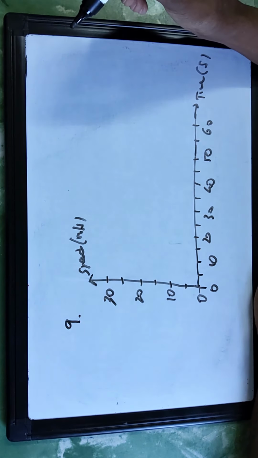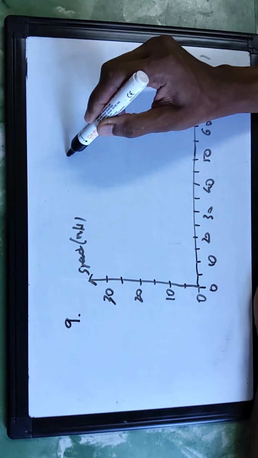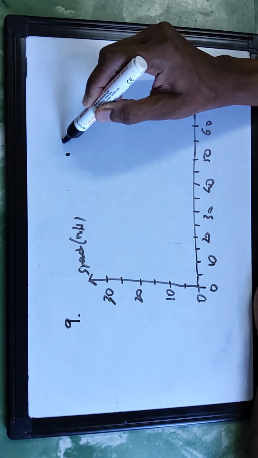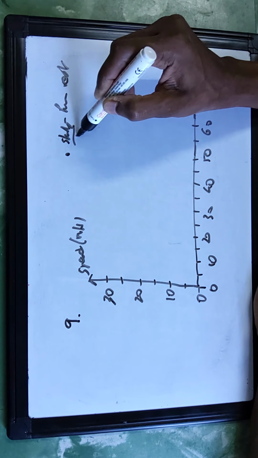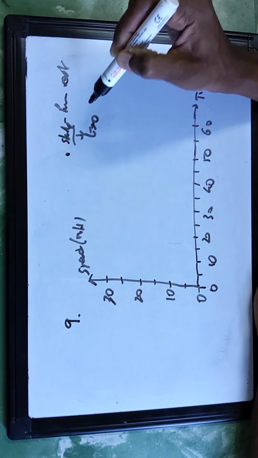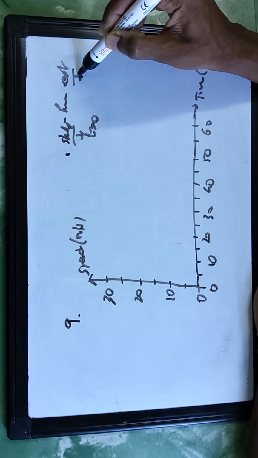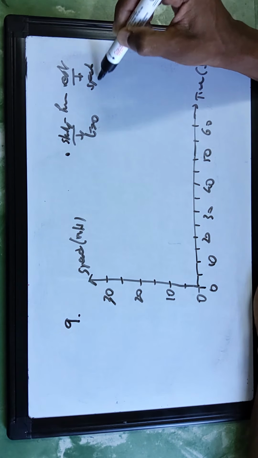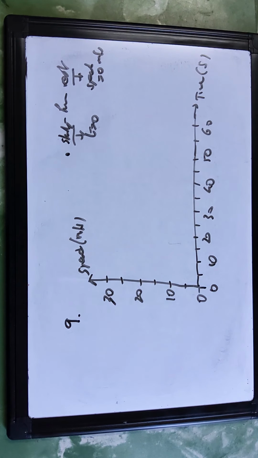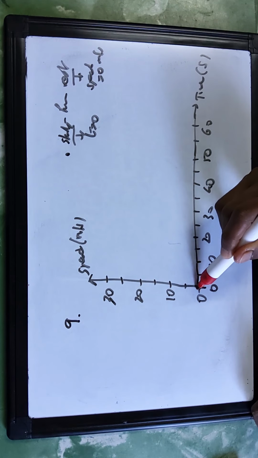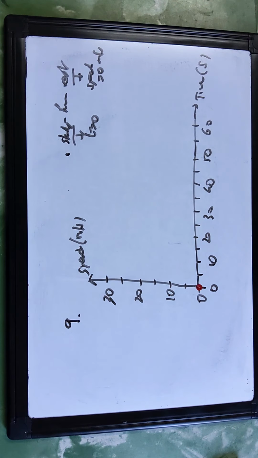Now, 3 pieces of information are given. The first information is that the car starts from rest. Start means the time equal to 0. When time equal to 0, the speed is equal to 0, the fact that the car is at rest. So you start with this point here, the origin. When time equal to 0, speed equal to 0.